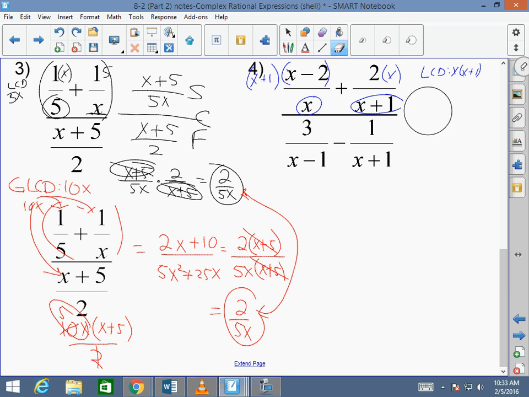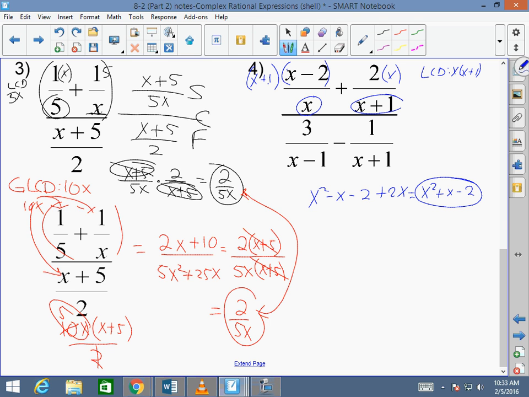Actually, wait. I want to have space. X times x is x squared. X times negative 2 is negative 2x plus x, so that's negative x. 1 times negative 2 is negative 2. So this is x squared plus x minus 2. But wait a second. That's factorable. That can be factored into x plus 2 times x minus 1 over x times x plus 1. All I did here, guys, was this numerator. Does that make sense so far?